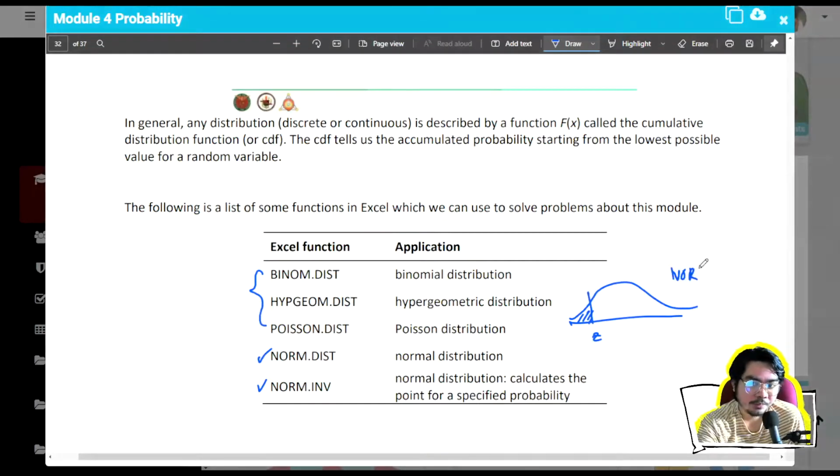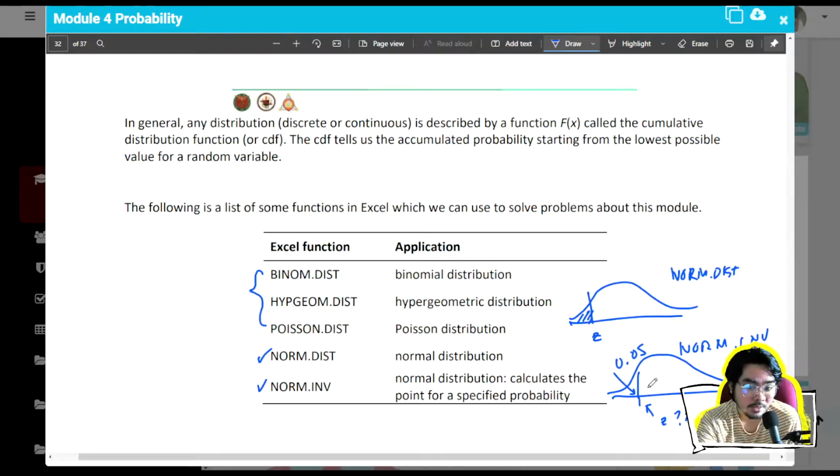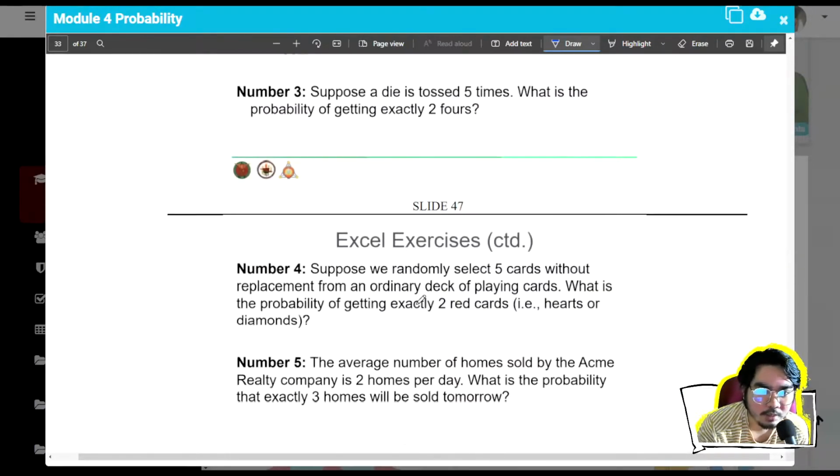If we want norm.inv, as the name implies, it is the inverse. So norm.inv is saying that I know the probability. Suppose I know this area, say it's 0.05. What is the associated z value? What is this z value? Knowing this one, if you have that information, we use norm.inv, not norm.dist.